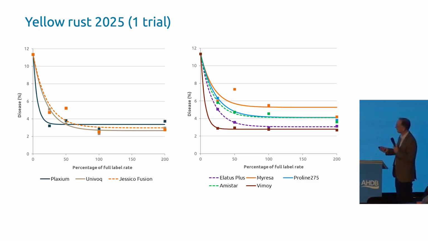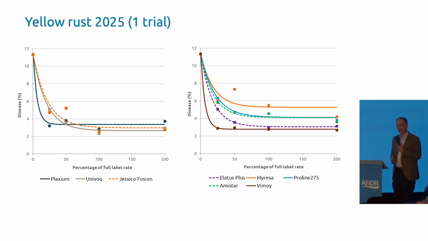So the light blue line on the right-hand side is a good benchmark. There are things out there that are a bit better. The STHIs, both Elatus and Vimoy were tested last year, both very, very active on yellow rust. I'll come on to Elatus on brown rust, but it still works very, very well on yellow rust.